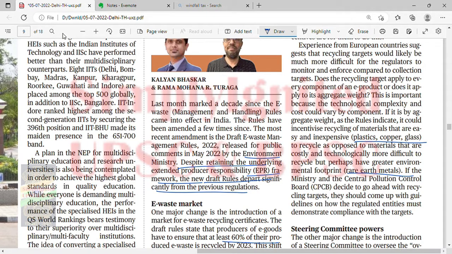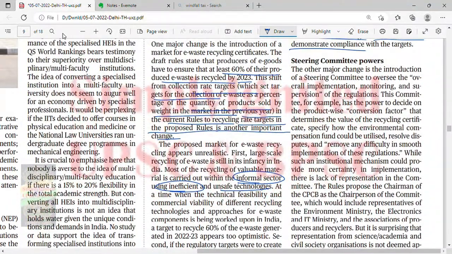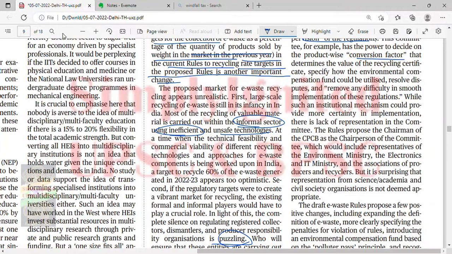If the Ministry and CPCB decide to go ahead with the recycling target, they should come up with guidelines on how the regulated entities must demonstrate compliance with the target. Steering committee power. The other major change is the introduction of a steering committee to oversee implementation. The committee, for example, has the power to decide the product-wise conversion factor and to remove any difficulty in smooth implementation of the rules, to be chaired by the Ministry, with representatives of producers and so on. But it is surprising that representatives from science, academia and civil society are missing.